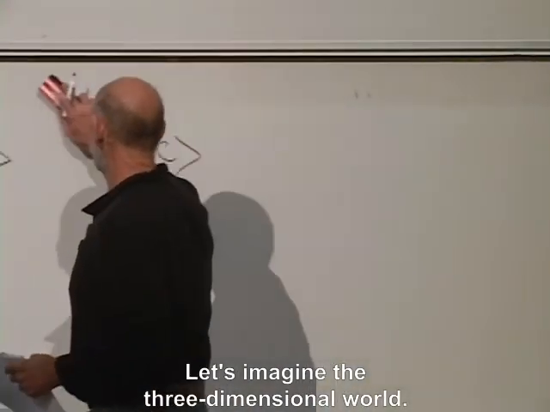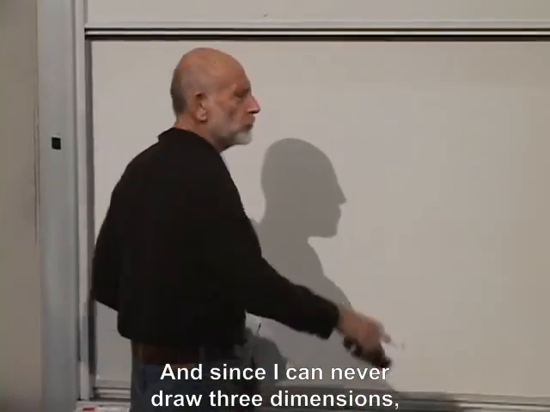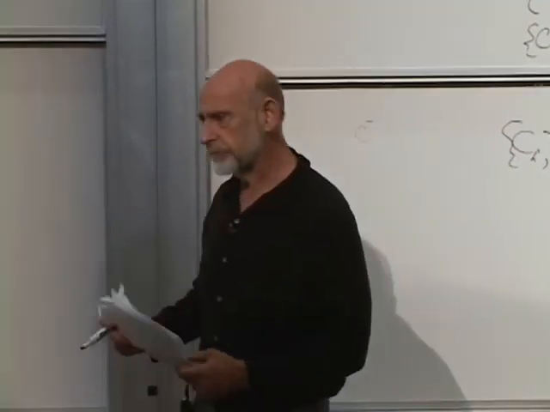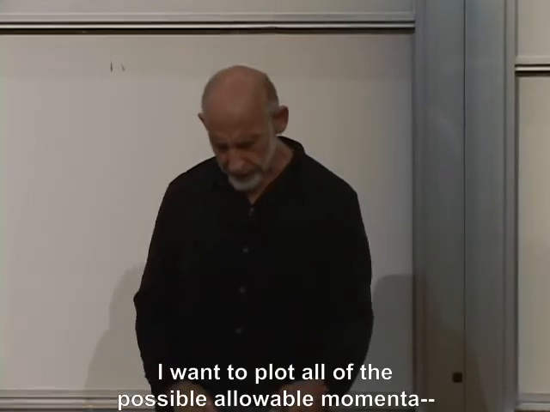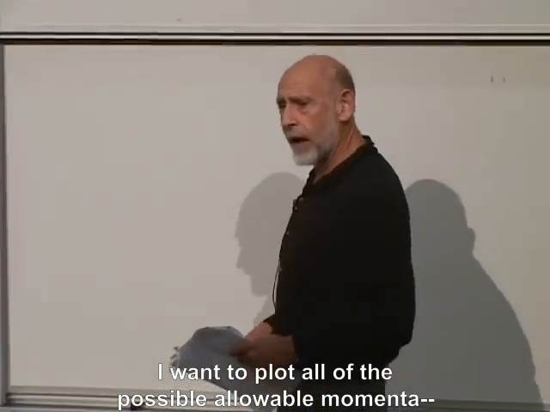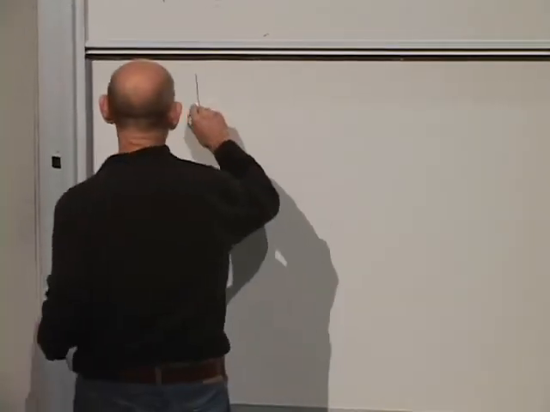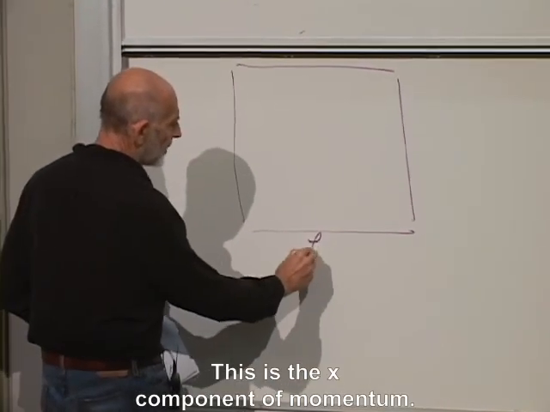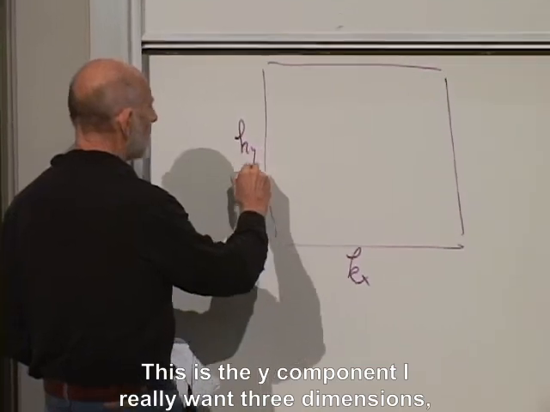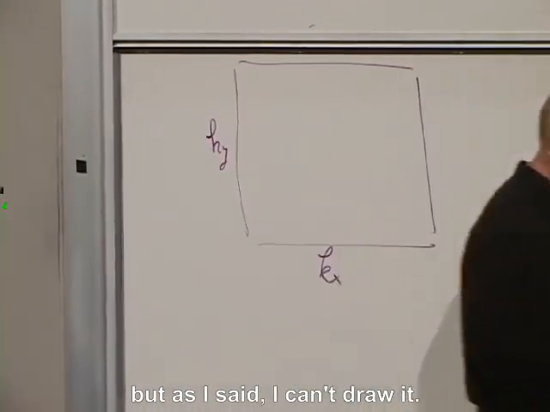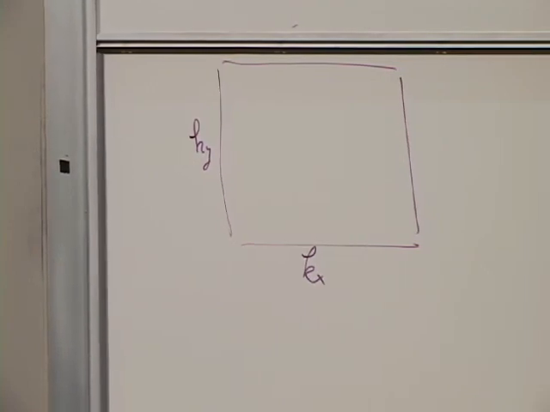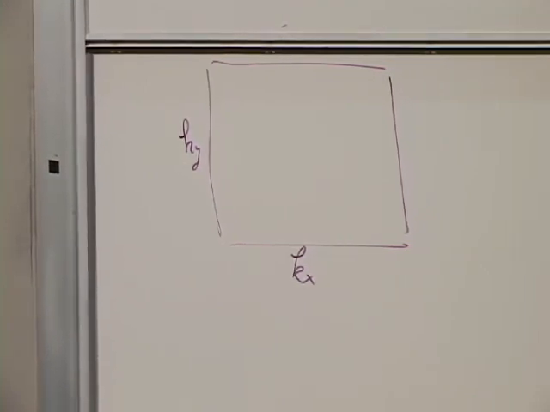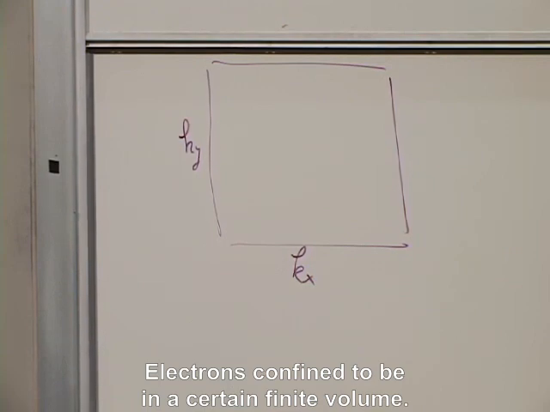Let's imagine the three-dimensional world, and since I can never draw three dimensions, I will only draw two. I want to plot all of the possible allowable momenta, two-dimensional momentum. This is the x component of momentum. This is the y component. I really want three dimensions, but as I said, I can't draw it. Of electrons confined to be in a certain finite volume.